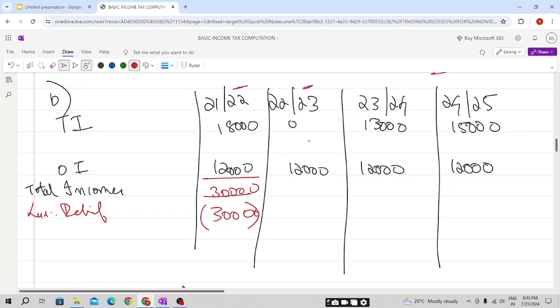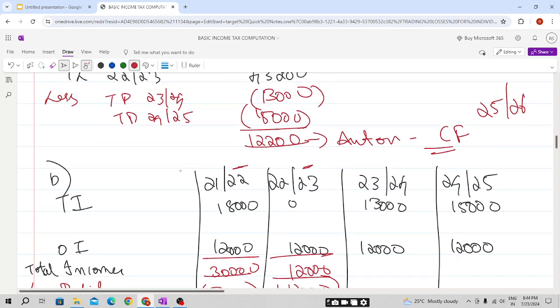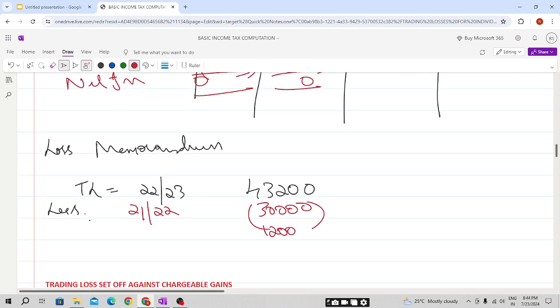Now we can set off against the current year. So current year it will be 12,000. So our net income will be 0, students. Here also it will be 0. First we are claiming against the total income. So we have claimed it. So further 12,000, less total income, not trading income.